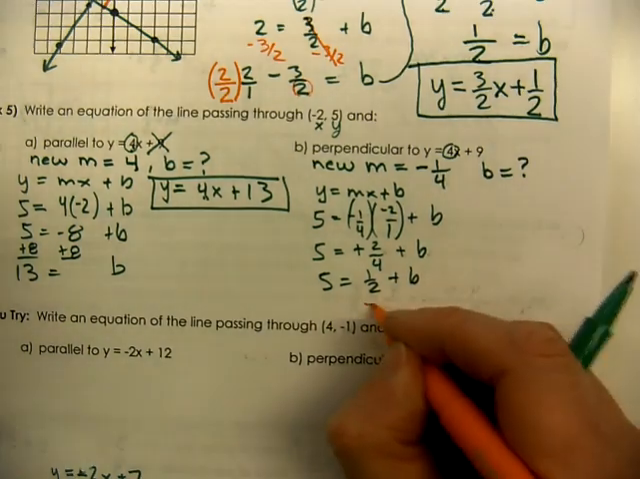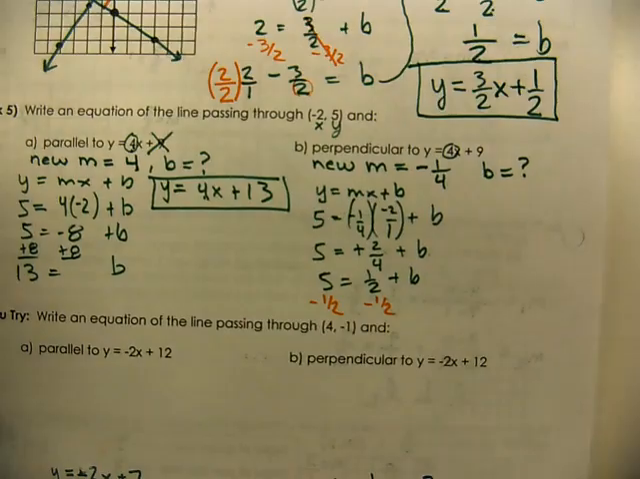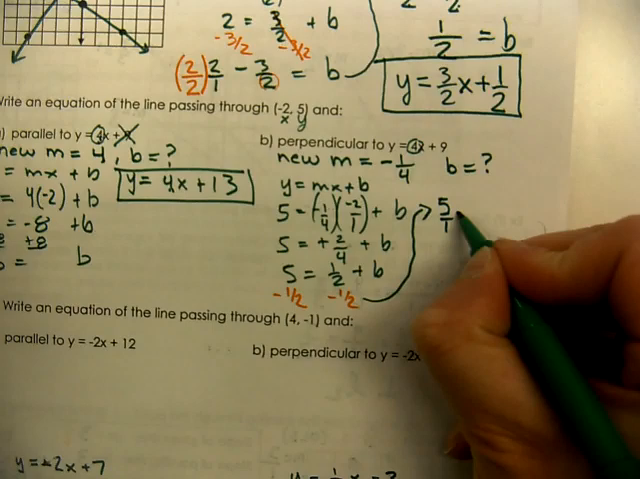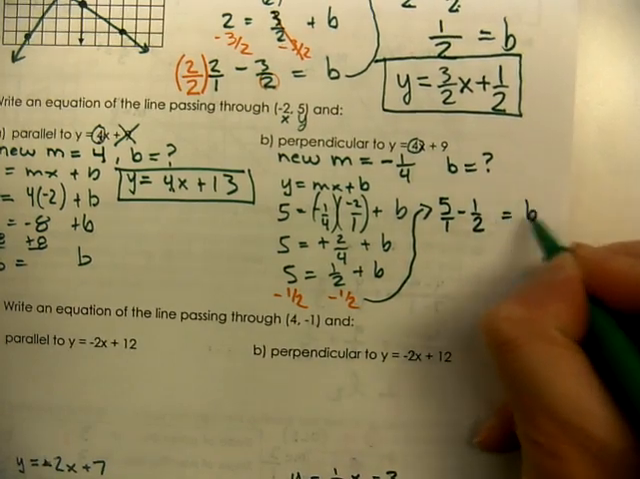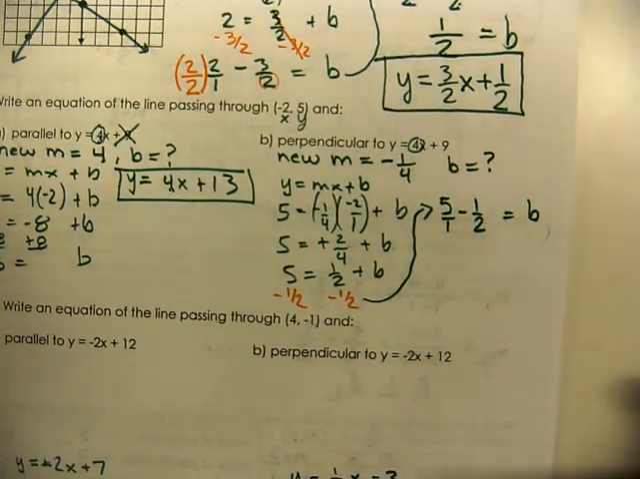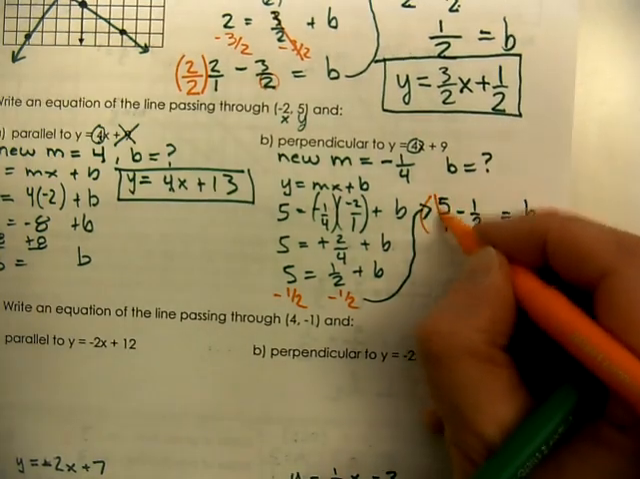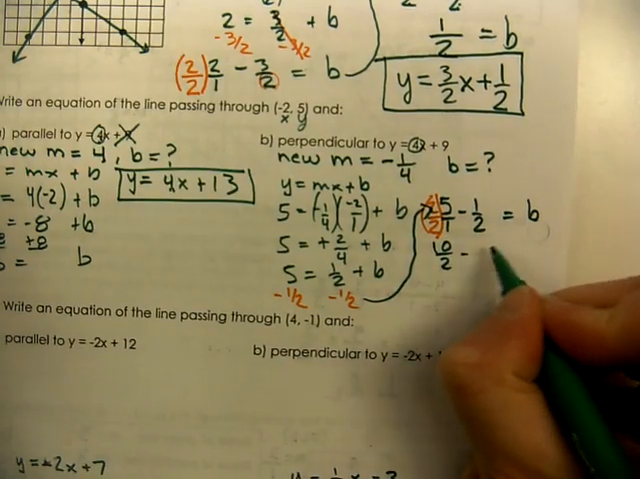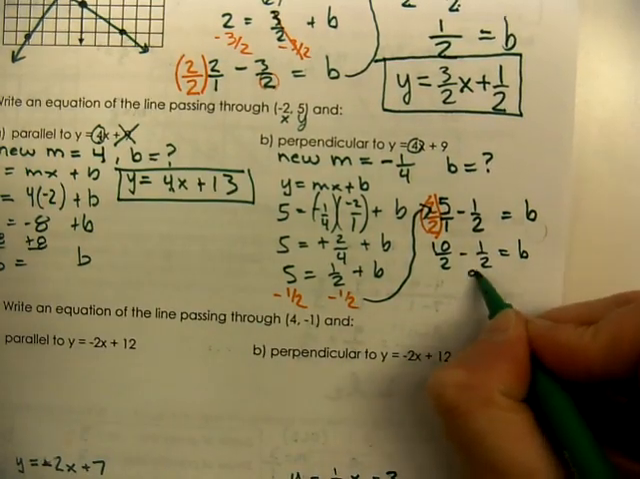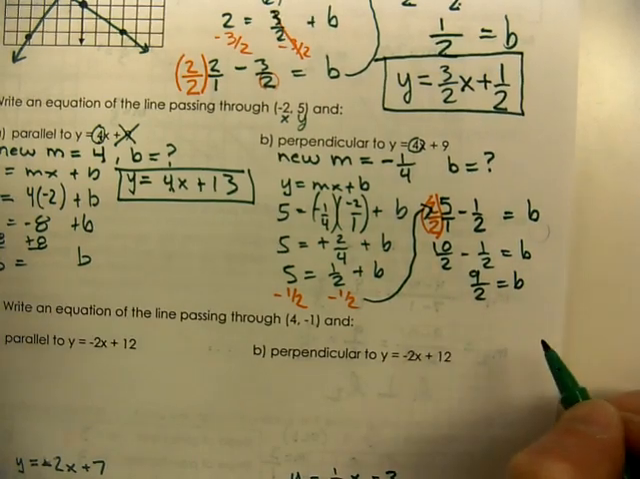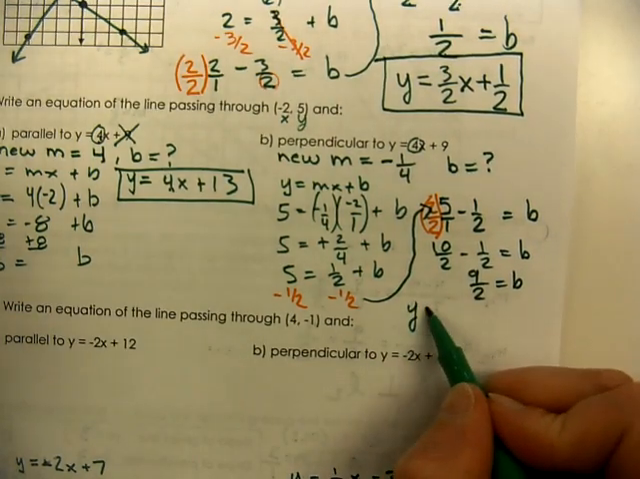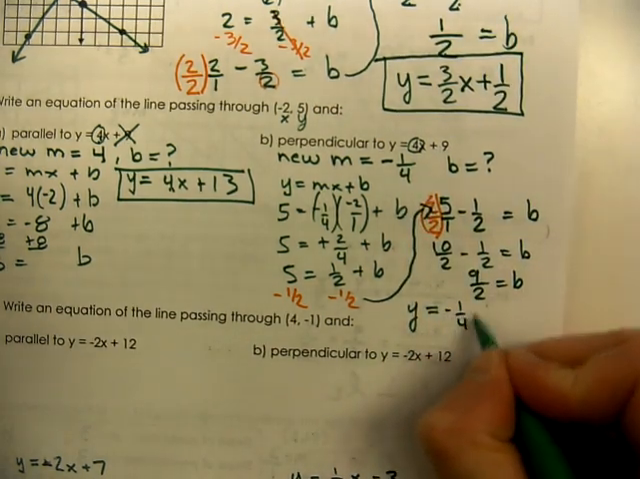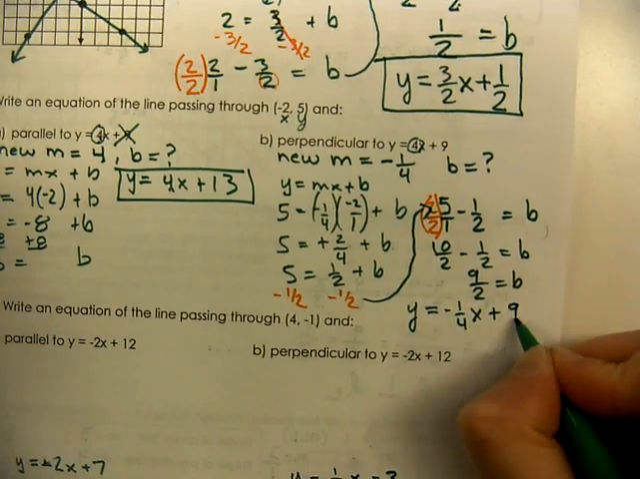So I'm going to move the 1/2 to the other side. We're going to subtract 1/2 from both sides. So on the left we have 5 minus 1/2 equals b. Once again, we have different denominators, so we have to create a common denominator by multiplying that 5 by 2 over 2. So that means we will have 10 halves minus 1/2, which is 9 halves. So that's my y-intercept. So my final equation is y equals, don't use the old slope, use the new slope, negative 1/4 x, and the new y-intercept of positive 9 halves.